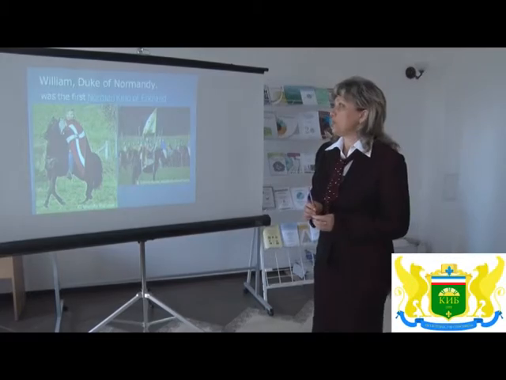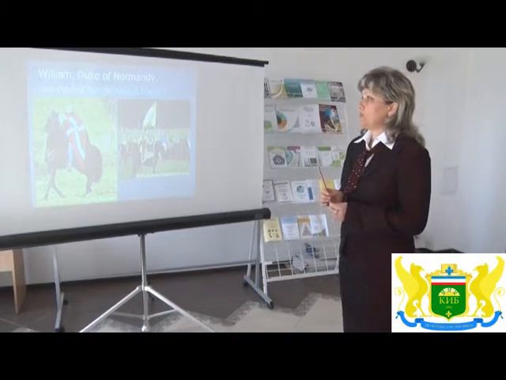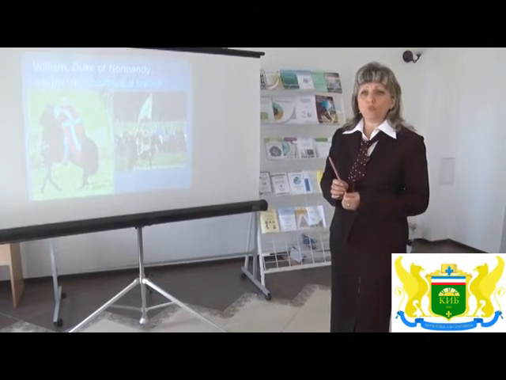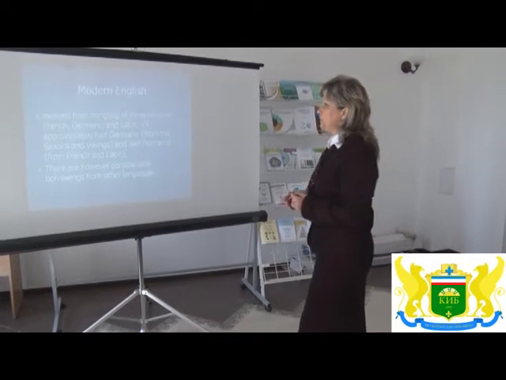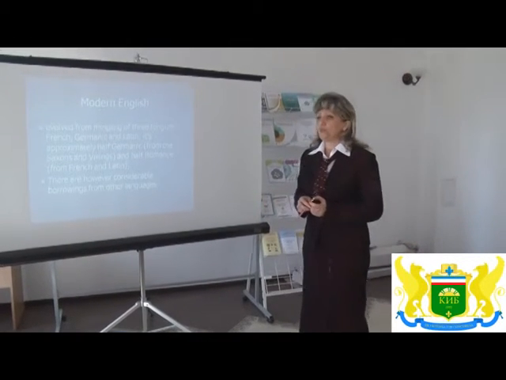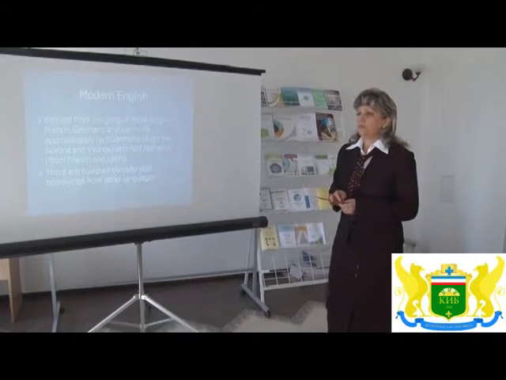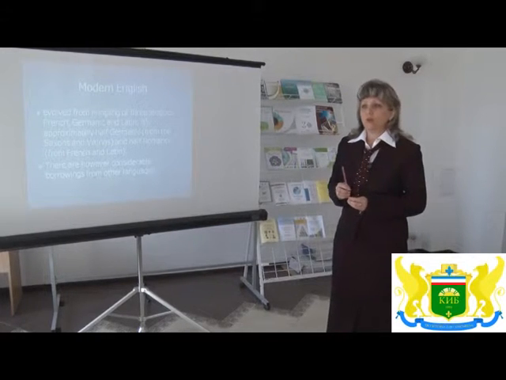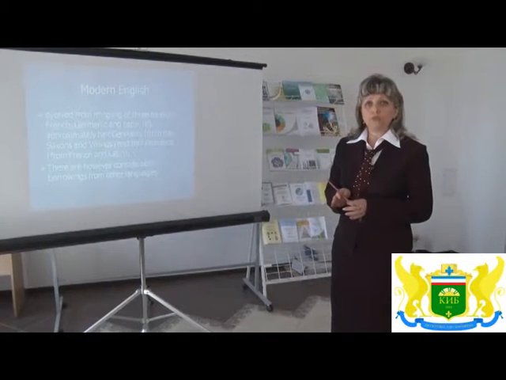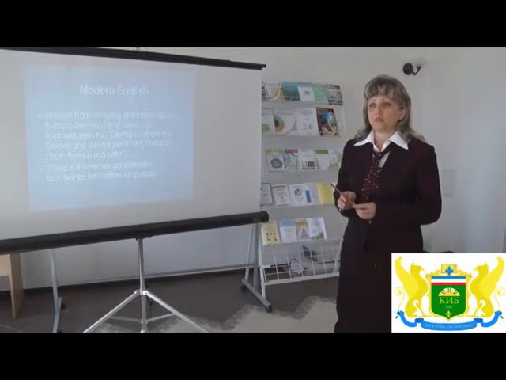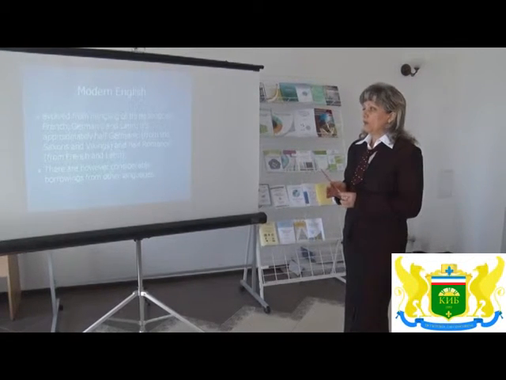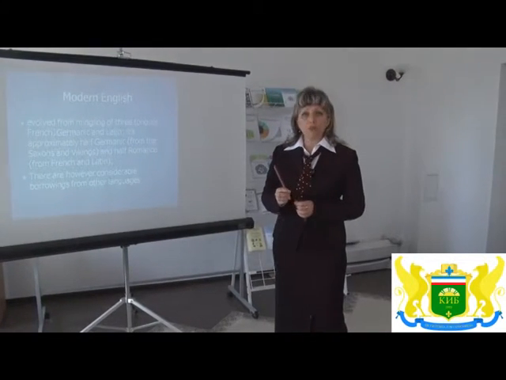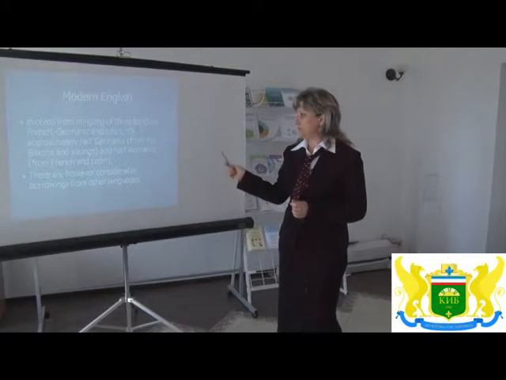The leader of the Normans was William, Duke of Normandy. He was the first Norman king of England, whose nickname was William the Conqueror. So modern English evolved from the mingling of 3 tongues: French, Germanic, and Latin. English is half Germanic due to Vikings and Anglo-Saxons, and half Roman from French and Latin. There are, however, considerable borrowings in the language.